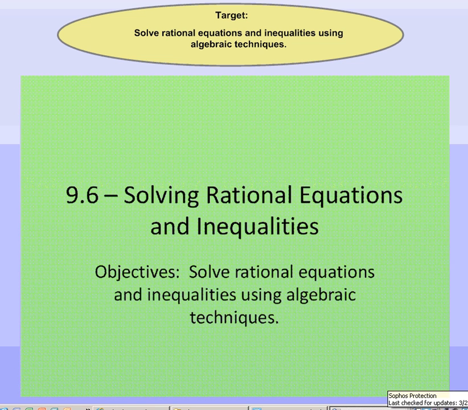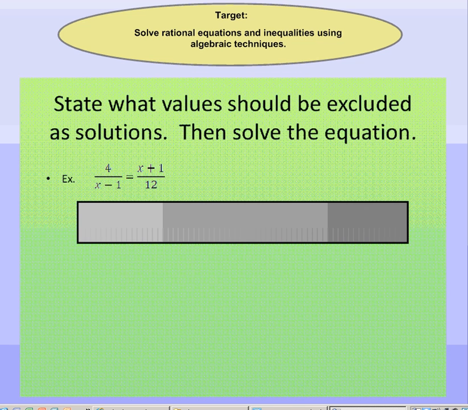In today's lesson, we'll be discussing section 9.6, which will be about solving rational equations and inequalities. Our target will be to solve rational equations and inequalities using algebraic techniques. We're going to start with solving. There's a couple different scenarios when you're solving rational equations. Again, rational meaning that you have expressions in both the numerator and the denominator.